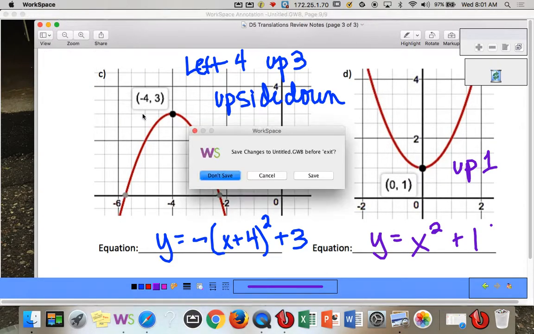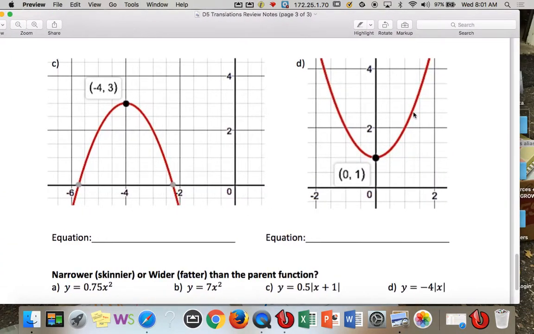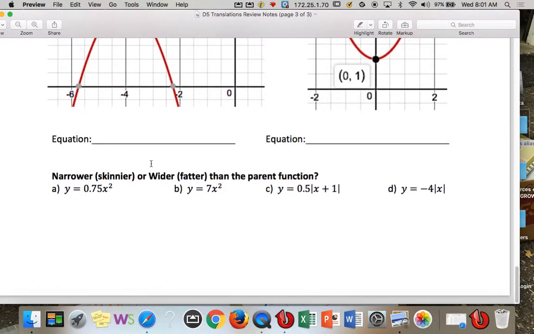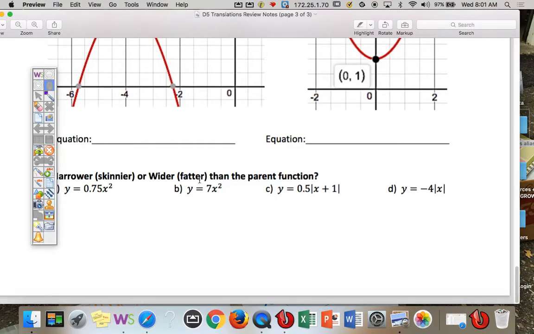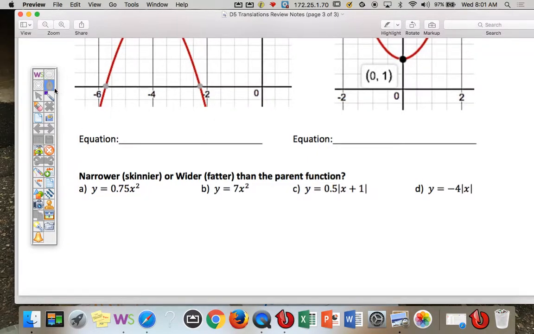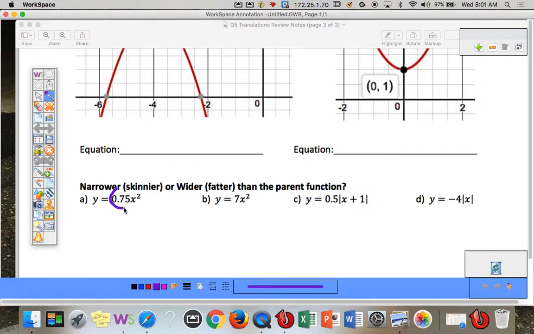Okay, last type of question. Is it narrower, skinnier, or wider, or fatter than the parent function? So let's take a look at these. And this all deals with that number in front. Remember, if it's negative, it's upside down. But if it's positive, it's right side up. And the rule is, I'll call this the A value, if the absolute value of A is less than 1, it's going to be fatter. And if the absolute value of A is greater than 1, it's going to be skinnier, steeper slope.